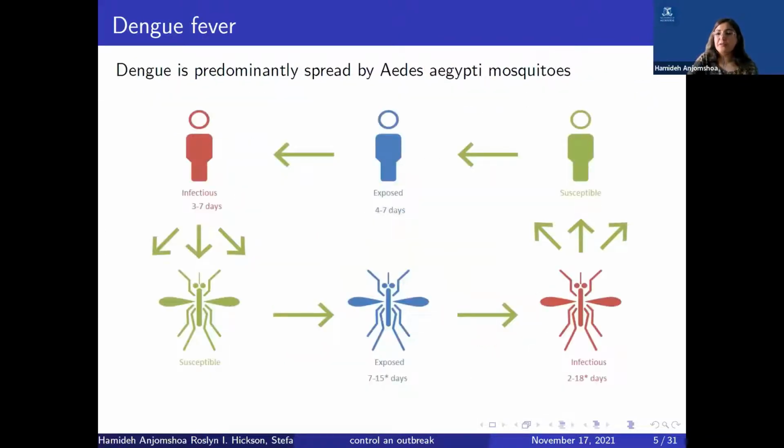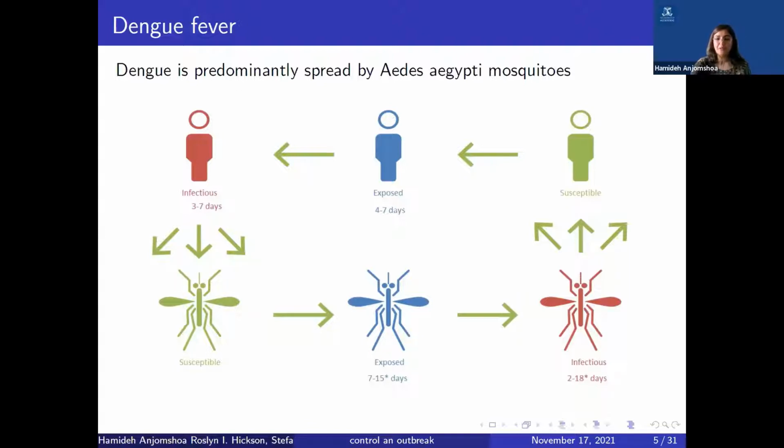So how does dengue spread? You might have heard by now about the SIR model and other models. For dengue, let's start from one infectious mosquito. When a mosquito bites one person among the susceptible population, that person will be exposed for 4 to 7 days, and then will be infectious for a period of 3 to 7 days.